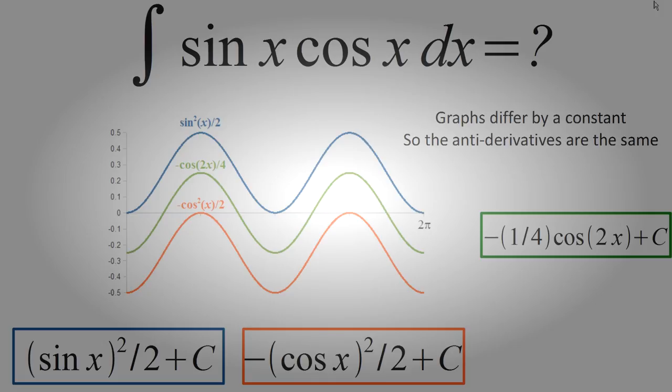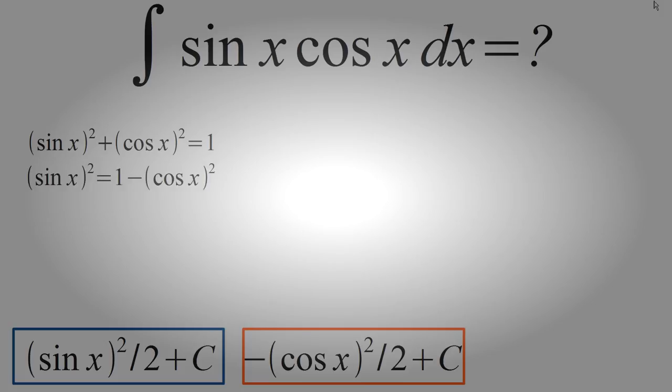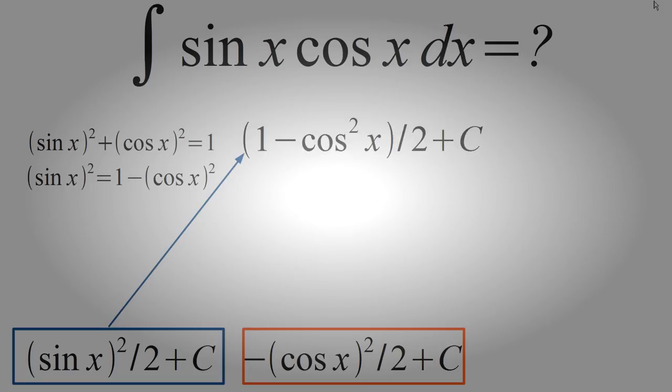But we can also prove this directly. So let's show that these 2 solutions are equivalent, that they only differ by a constant. We'll use the trigonometric identity that sine squared x plus cosine squared x equals 1. We'll solve for sine squared x, and then we'll substitute into the first solution. We end up with the result of (1 minus cosine squared x) over 2 plus an arbitrary constant. And this simplifies to negative cosine squared x over 2 plus 1/2 plus an arbitrary constant.